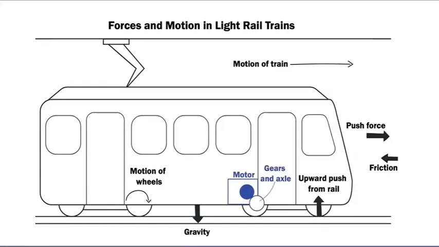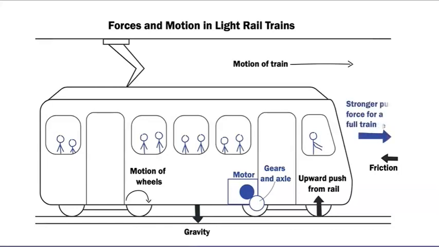Great. We've also learned that people use transit systems, such as light rail trains, to move from place to place. Let's add some people to our model. We can add a driver and lots of passengers. But hey, won't that increase the mass of the train? Yes, if the train's mass increases, we need to increase the push force, right? Let's update our push force label to say, stronger push force for a full train. Wow, we added a lot of information to our model.